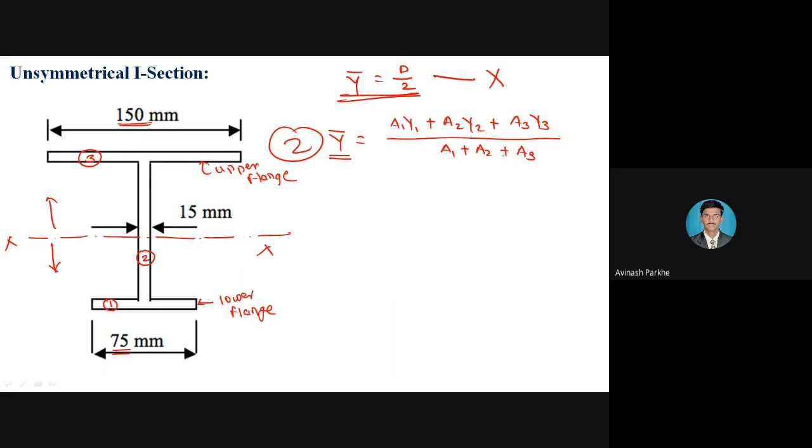Why 3 sections are there? Because if I divide this particular I section into sections, the horizontal rectangle is section number 1, the vertical rectangle is section number 2, and again at the top one horizontal rectangle is section number 3. So I have to calculate A1 of section number 1, A2 of section number 2, and A3 of section number 3. 3 sections are there. Therefore, I have taken A1 Y1 plus A2 Y2 plus A3 Y3.